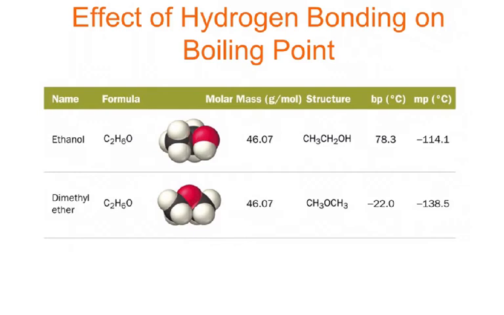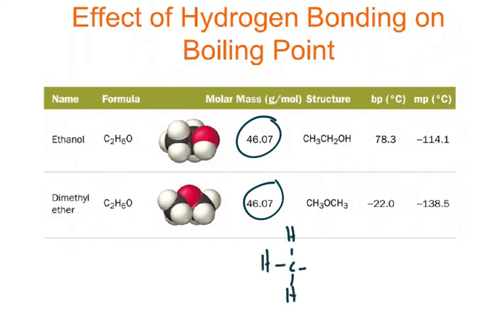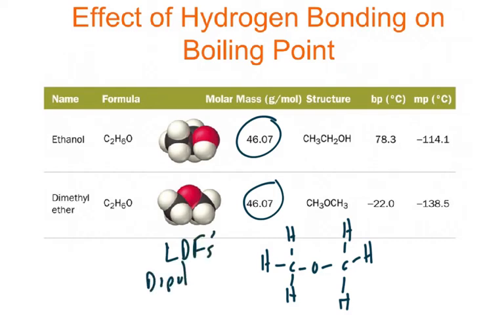Here's another example. If you look at ethanol at the top and dimethyl ether, notice they are isomers of each other. They have the exact same molecular formula. But when you analyze the structural formula, you're going to see that ether over here, or dimethyl ether, has LDFs, but it only does dipole-dipole. And if you're wondering, well, there's hydrogens there, there's an oxygen. In order to do a hydrogen bond, there has to be an H directly connected to the O in the middle. There isn't. That's why this cannot do hydrogen bonding.